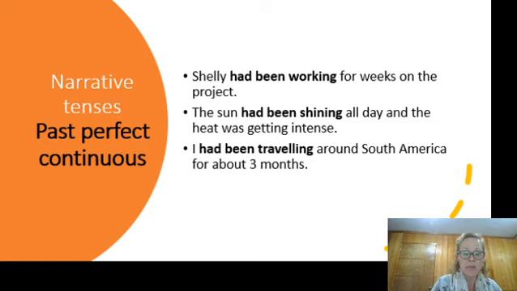And the last narrative tense in this tutorial is the past perfect continuous. So you have something that happened before the past that you were talking about, and it's a continuous action. Shelley had been working for weeks on that project. The sun had been shining all day and the heat was getting intense. So again here you have the mix. You have the past continuous and you have the past perfect continuous. The sun had been shining all day, so it started to shine before the heat was getting intense. Good. I had been traveling around South America for about 3 months. Okay.